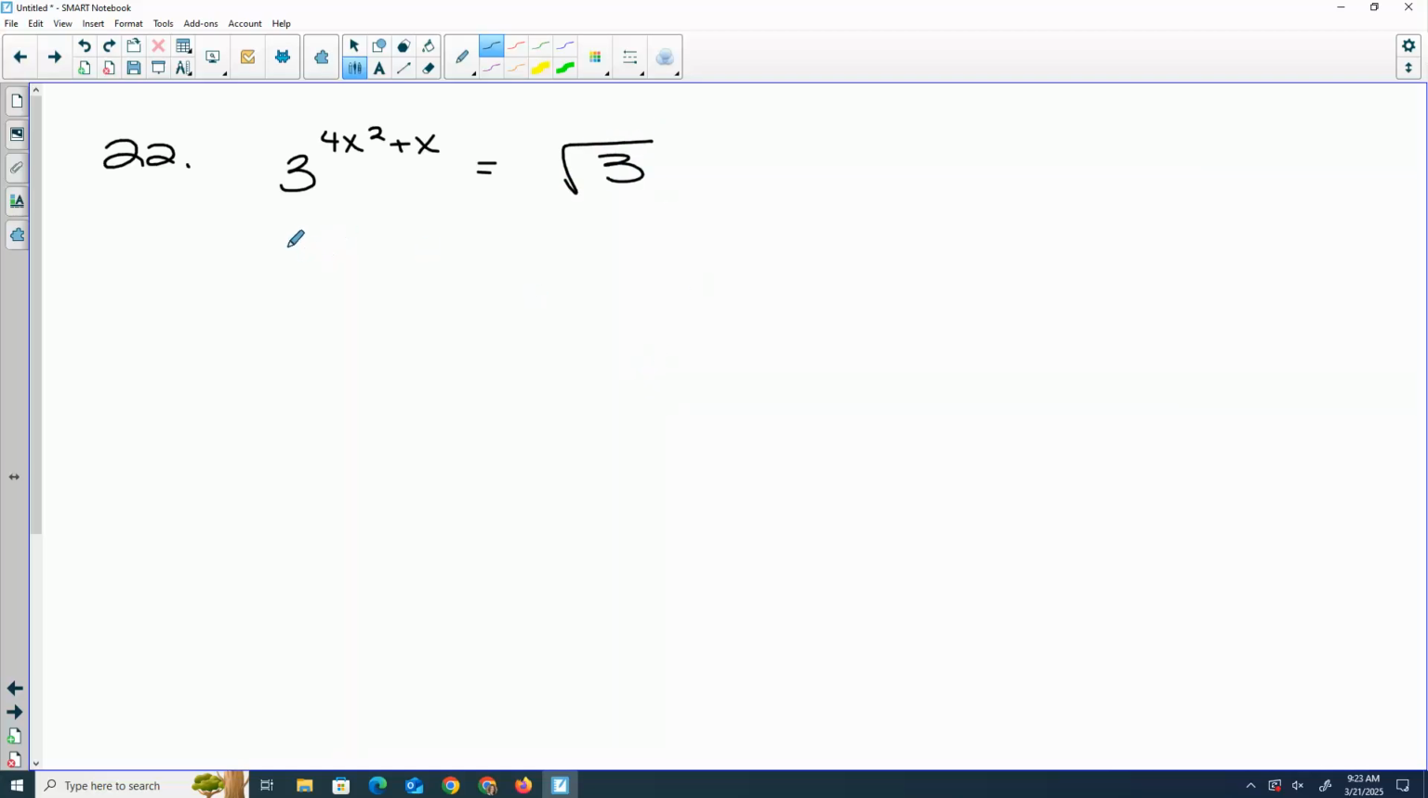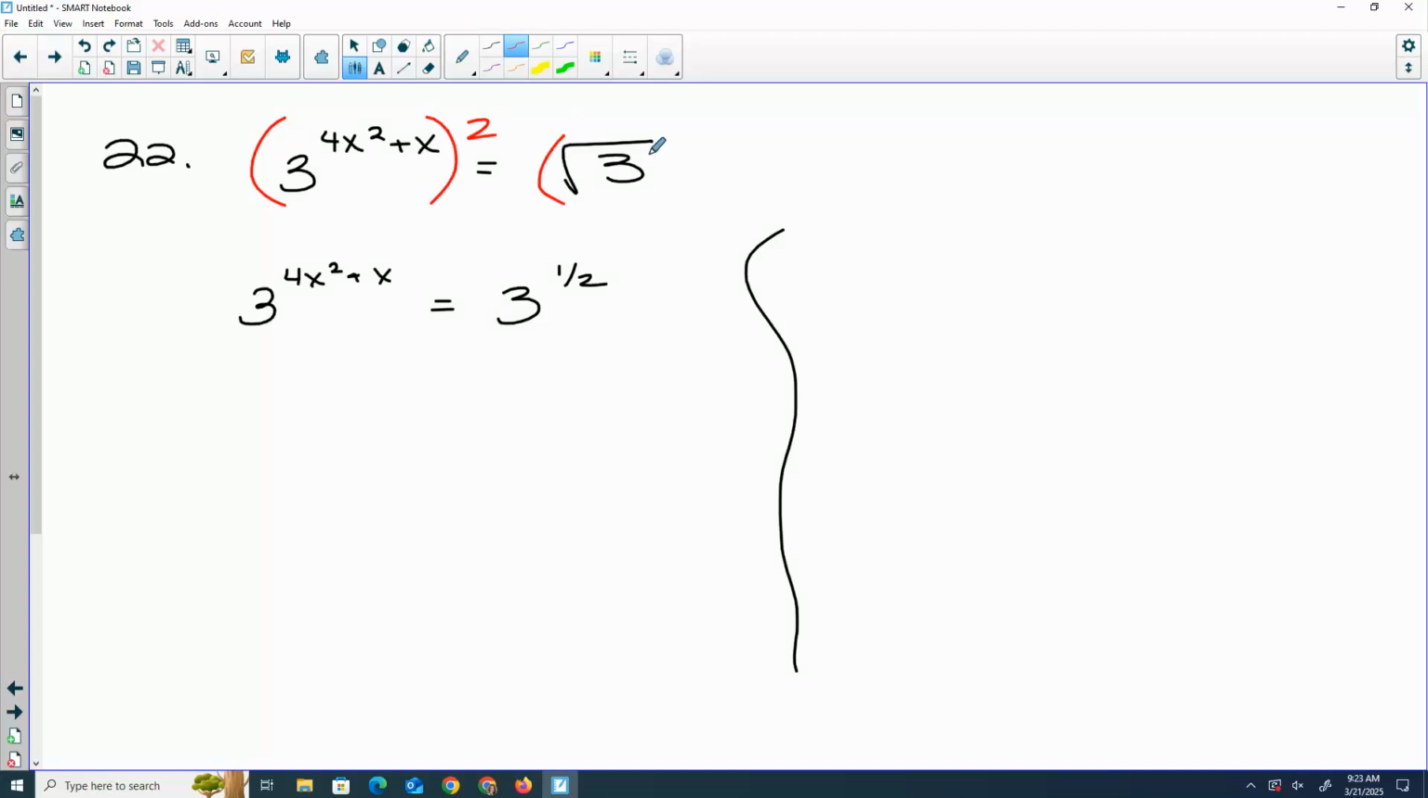We want a common base. There's really two different options for how to do that. Option 1 is to recognize a square root is what kind of power? 1/2. So you could write it as 3 to the 1/2. Option 2 would be to say, okay, if I want to get rid of that square root, you could square both sides. Okay, that 2 would get multiplied with my exponent, so it becomes an 8x squared plus 2x equals 3. So either one is fine.